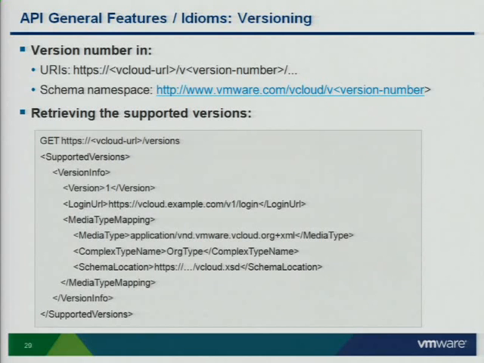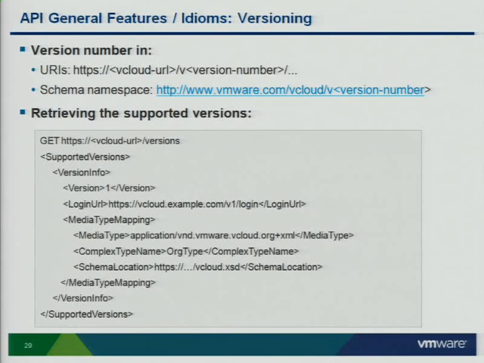Then versioning. The API also supports a versioning mechanism. We include the version number in the URIs. In addition to that, we include the version number in the schema namespace. And we require that everyone who is implementing the vCloud API support an entry point which can show what are the supported versions for this server. In the example here, there is only one version supported. We include the version number in this response, which is the login URL, which is the entry point.